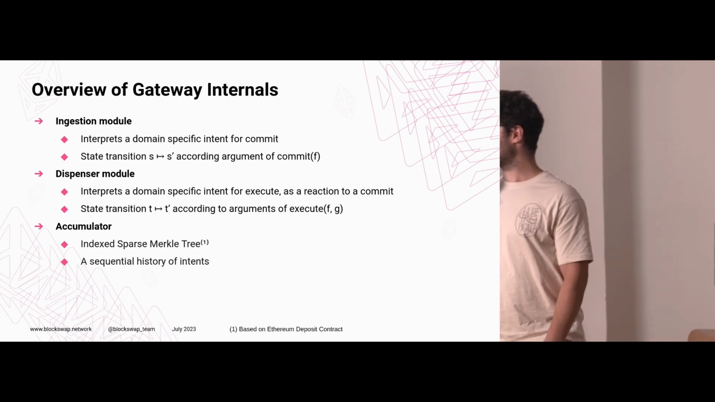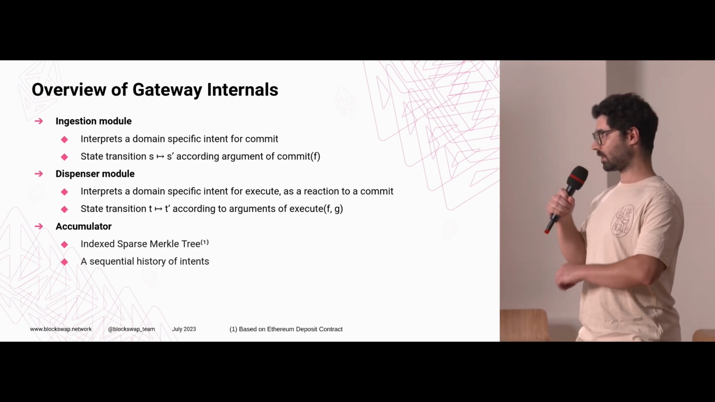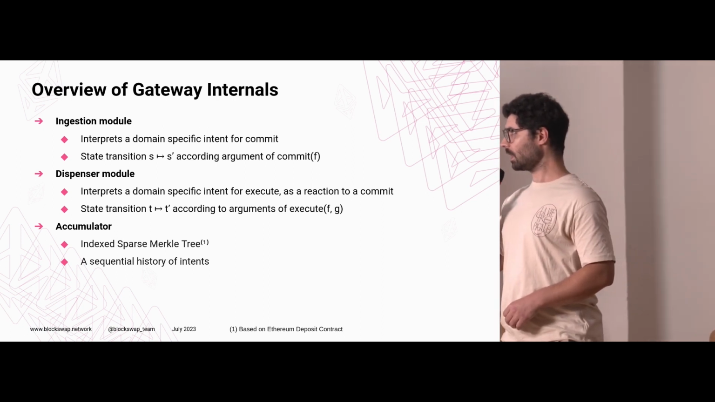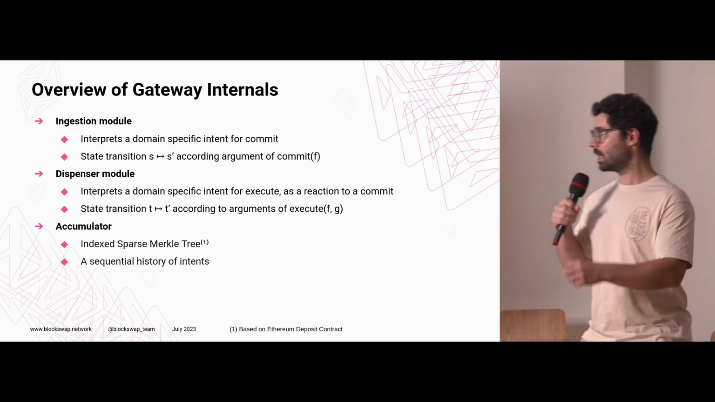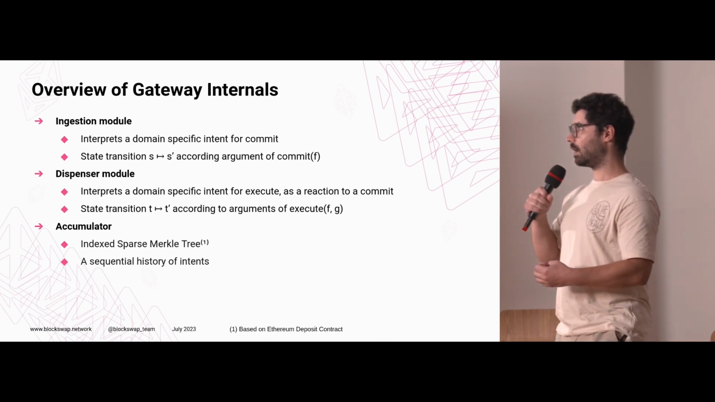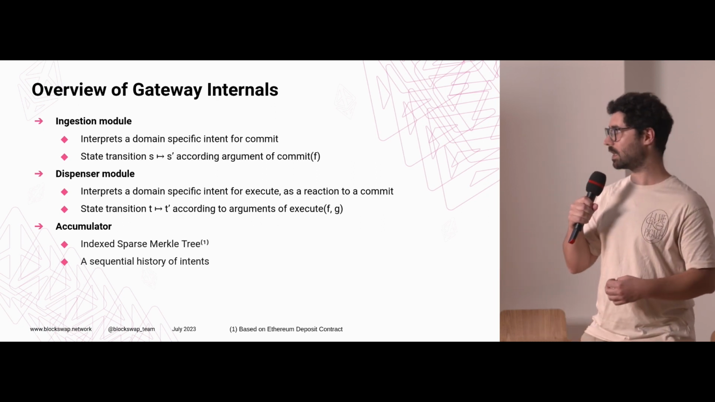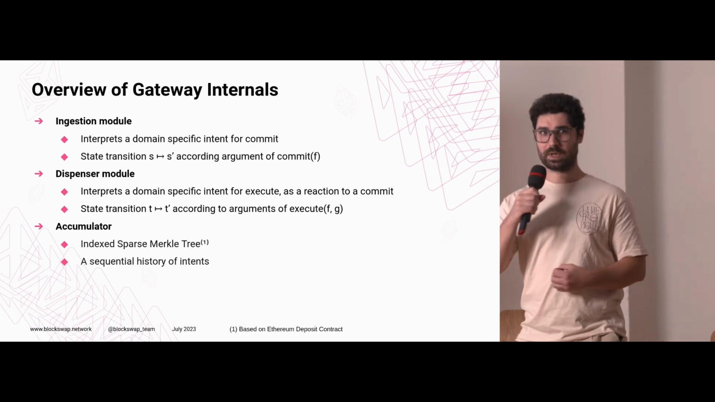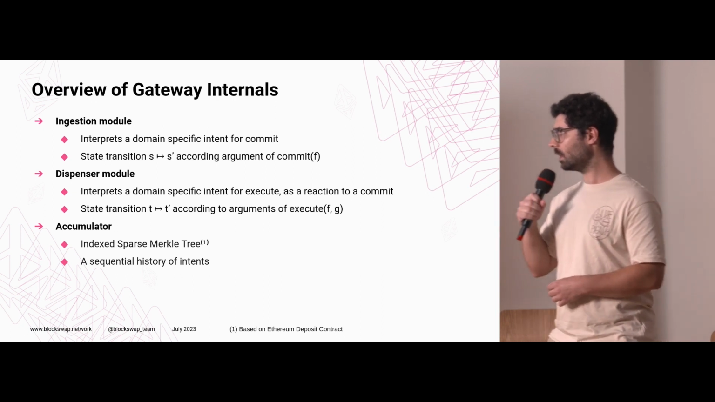Internally in the gateway kernel, the ingestion module is the one interpreting the intent for commit. I'm calling it domain-specific intent here, because it's performing a state transition from S to S prime according to the intent of commit, and this is parametric to the gateway. It's generic, so it's the implementer of the gateway deciding what should happen in the state transition.